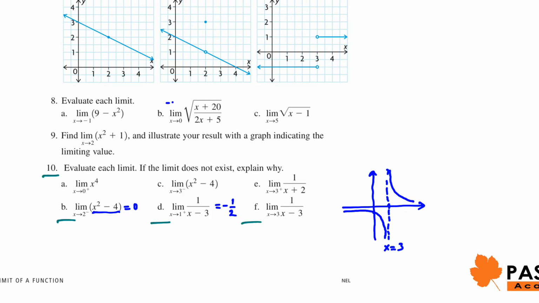By looking at this graph, we see as x approaches 3 from the right side, f of x approaches positive infinity. And as x approaches 3 from the left side, f of x approaches negative infinity. Therefore, limit of 1 over x minus 3 as x approaches 3 does not exist.